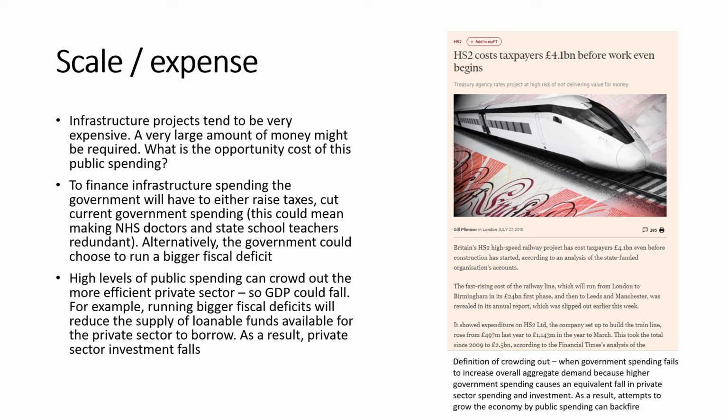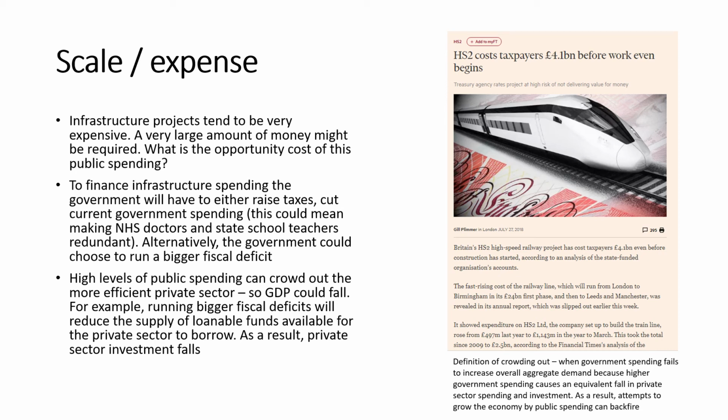If the government's spending more on debt interest, then there's even less money to spend on drugs for the NHS, computers for schools. So the quality of public services in the here and now tends to drop. High levels of public spending can crowd out the more efficient private sector, so GDP could fall. So, for example, running bigger fiscal deficits will reduce the availability of loanable funds for the private sector to borrow. So, as a result of that, private sector investment falls.